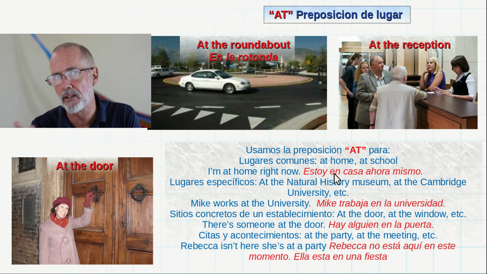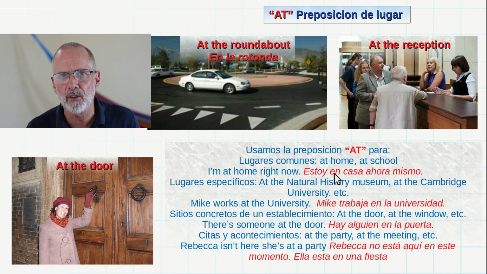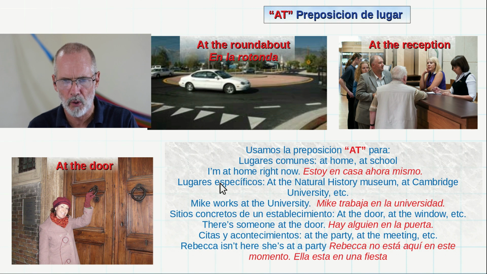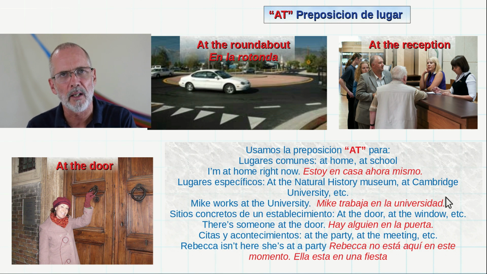Otra vez nos fijamos en el español, estamos usando en, como en los otros ejemplos para in y on en español, para esas 3 palabras es en. También usamos at para lugares específicos, por ejemplo, at the Natural History Museum, at Cambridge University. So, el Natural History Museum es un lugar específico en Londres. Cambridge University es un lugar específico. Para esos lugares específicos usamos at. Tengo más ejemplos aquí del at.